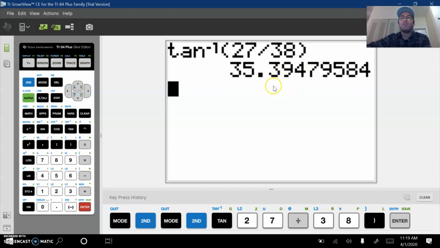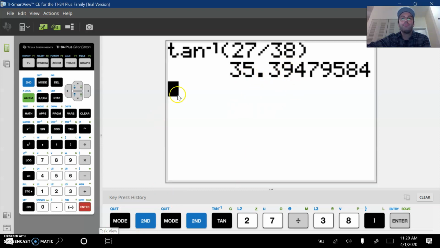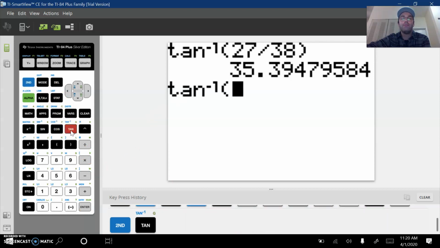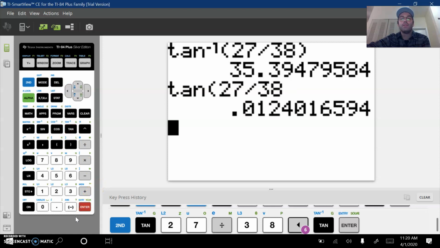It's best to do at least 2 decimal places. Most of the time you will have decimals on these answers. So again, I hit second, tan inverse, 27 divided by 38. When you're finding an angle measure, it's important that you realize we're using the inverse, because if I just did tangent of 27 over 38, I wouldn't get the same answer. And if you got something like this, that's how you know something went wrong.